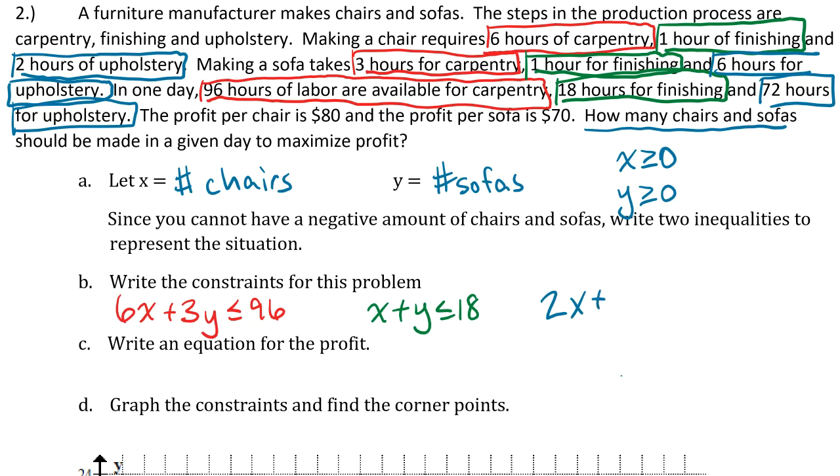So it's 2 hours per chair, so 2x, plus 6 hours per sofa, so 6y, is less than or equal to the total, which was 72. All right, that's all of our constraints.